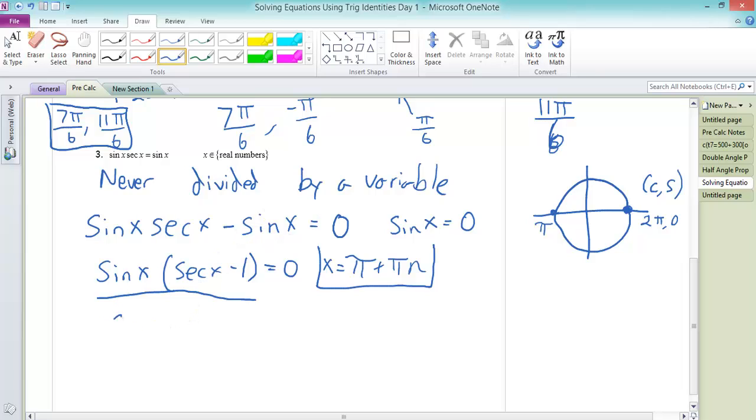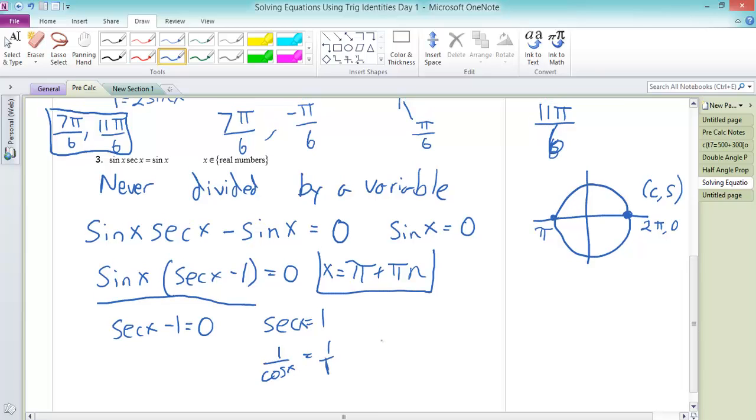Okay. Next, we're going to solve the secant of x minus 1 is equal to 0. So I need to know when secant is equal to 1. Well, secant of x is equal to 1 over cosine of x, which is equal to 1 over 1. I take the reciprocal of both sides, and I want to know when cosine of x is equal to 1. Well, cosine of x is equal to 1 only at one spot, namely right over here at 2 pi and 0 again. So that would be x is equal to 0 plus 2 pi n. Because it's equal to negative 1 over here at pi, so that's not a solution.